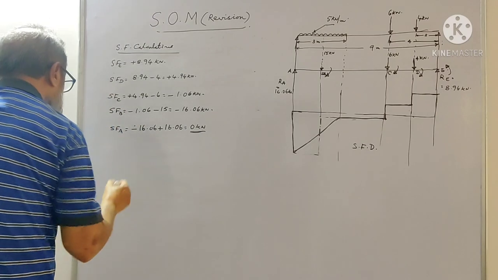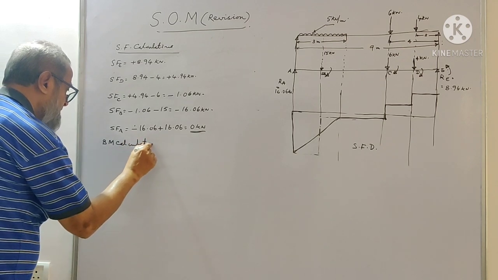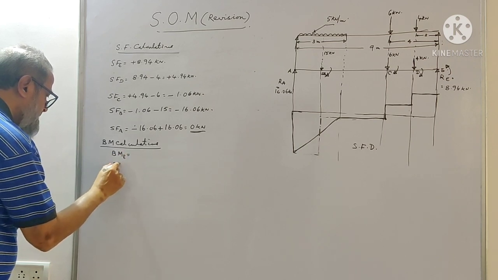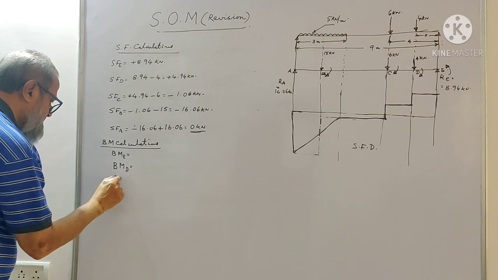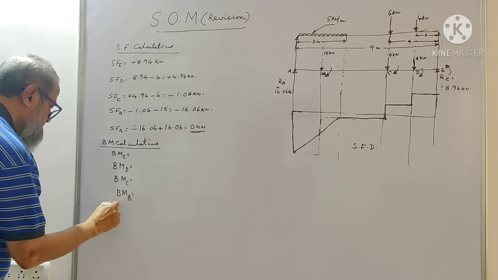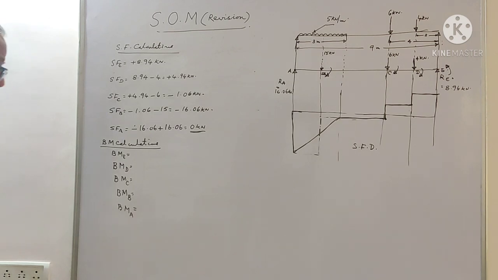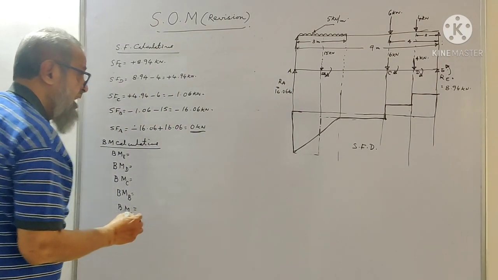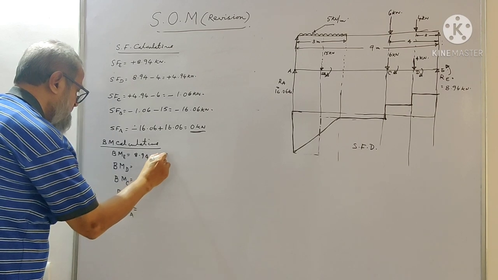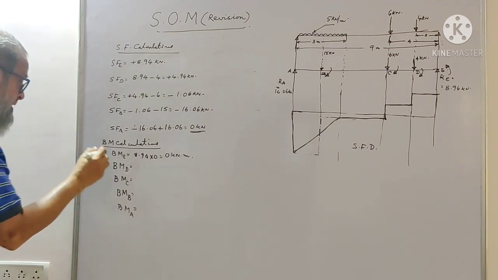Next, we have to do bending moment calculations. For that also there are 5 points: BM at E, BM at D, BM at C, BM at B, and BM at A. BM at E will be 8.94 into 0. The distance is 0, so that is 0 kilonewton meter.